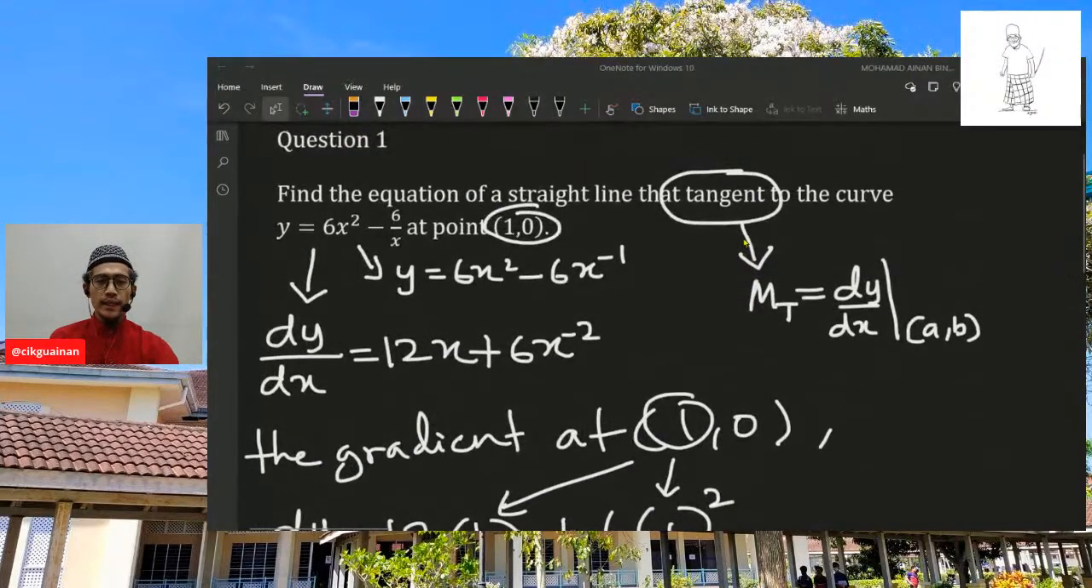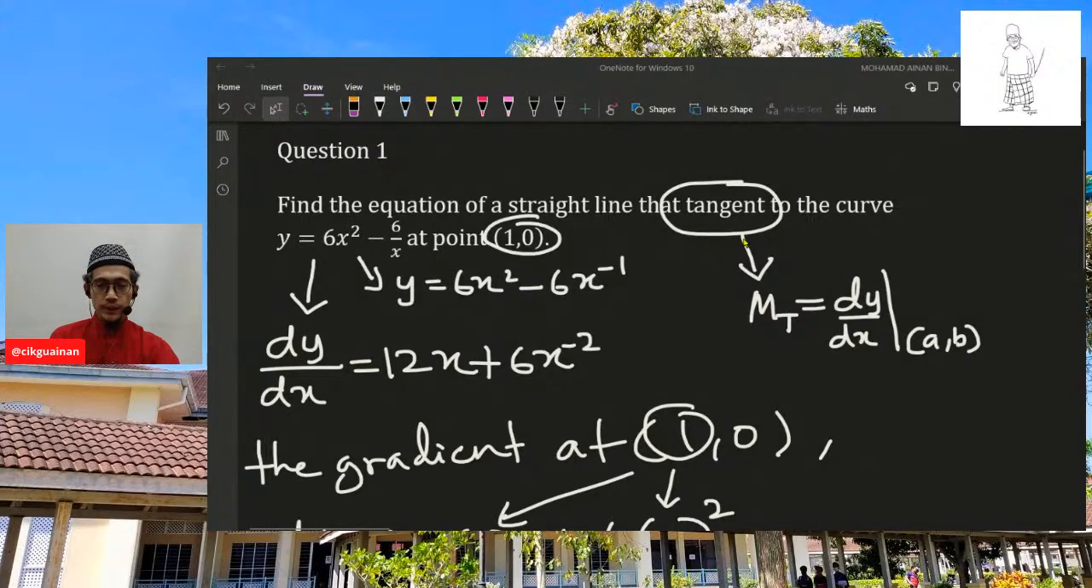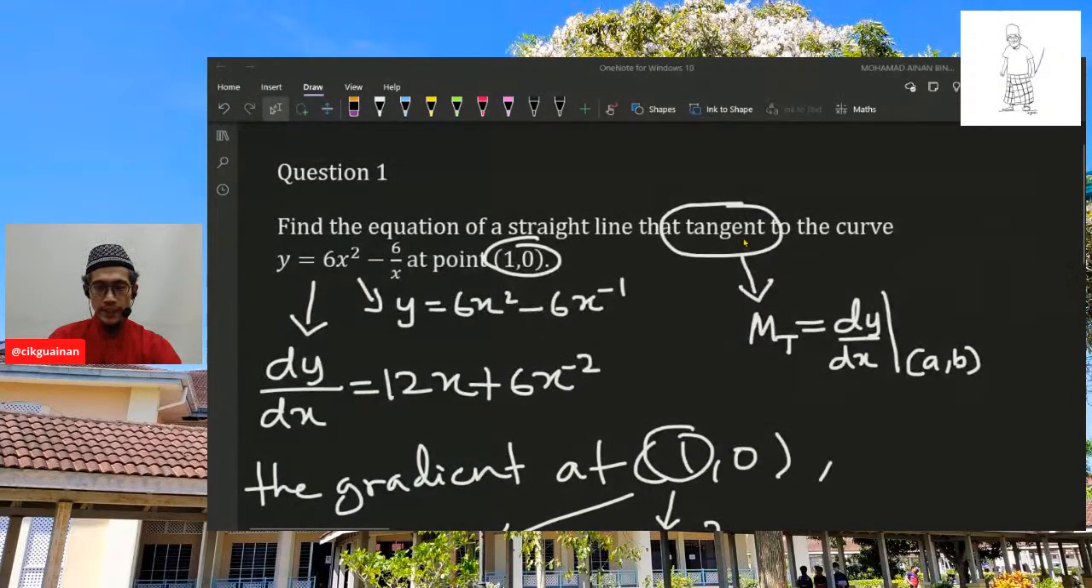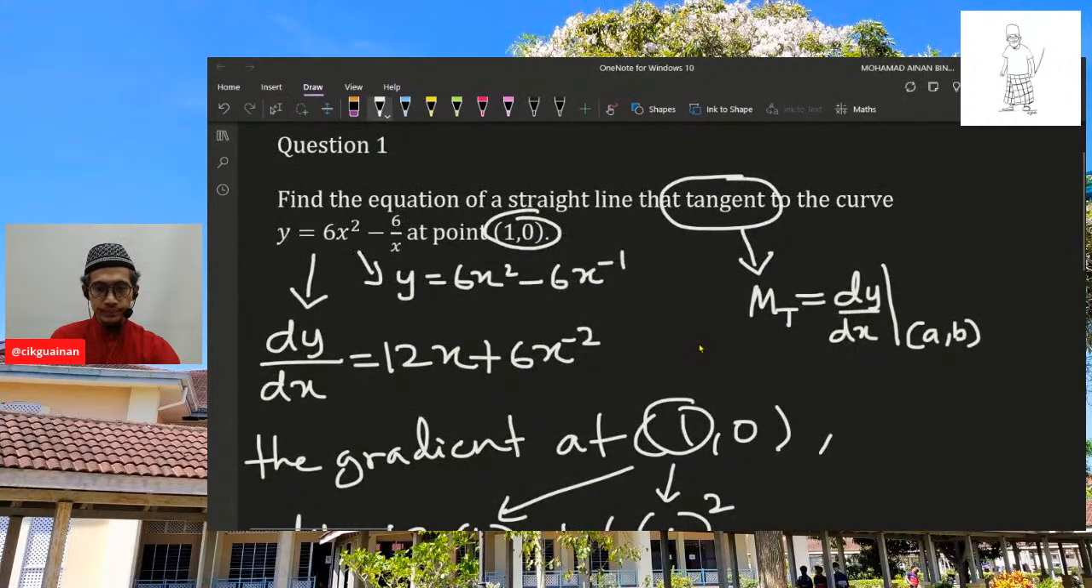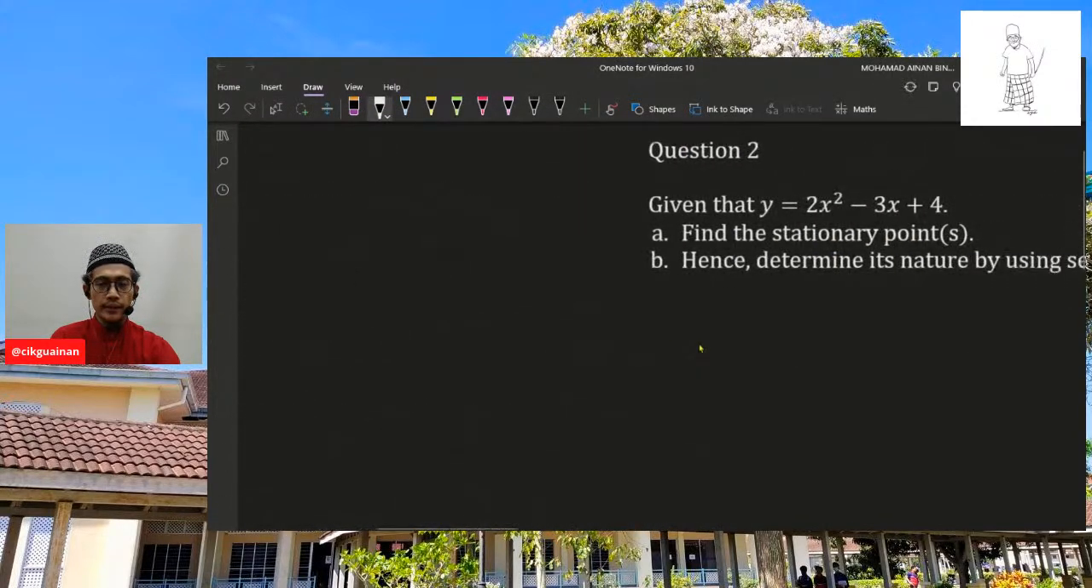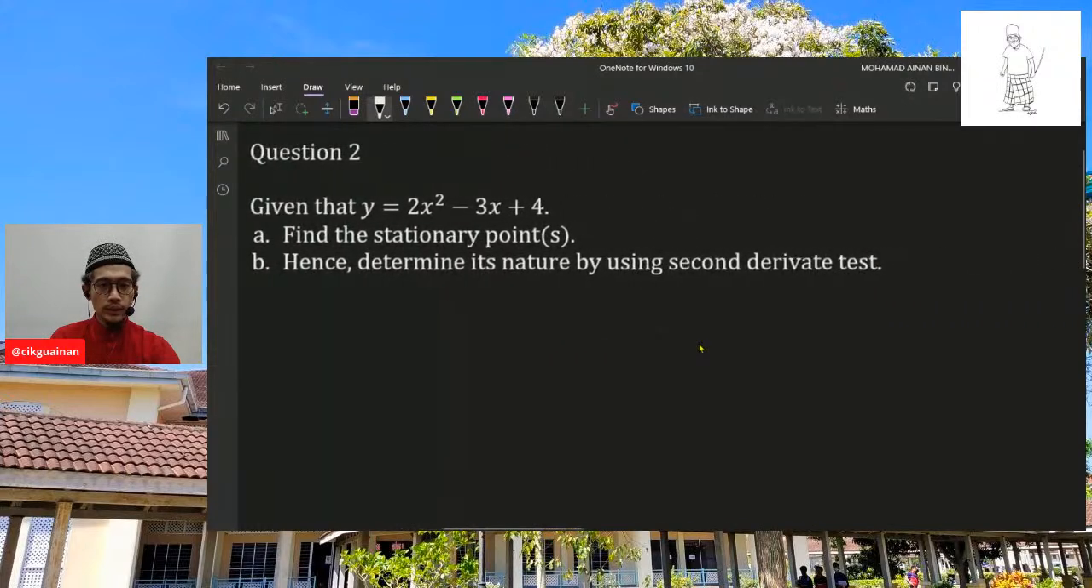Now let's go into the second one. Why can't I? Sometimes it's always like this, cannot scroll. Then I can scroll. Okay.